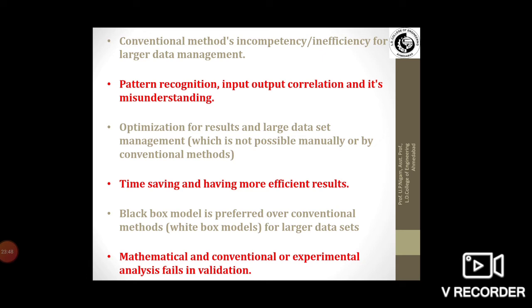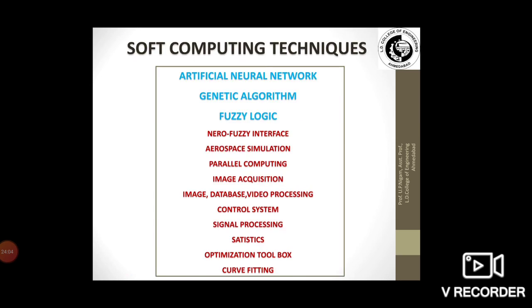Mathematical and conventional or experimental analysis fails in the validation. At the time of validation, sometimes the mathematical and conventional model fails. The experimental data sets cannot give precise and accurate results. At that time, we can use the soft computing techniques. So these are the number of answers which are useful for us.